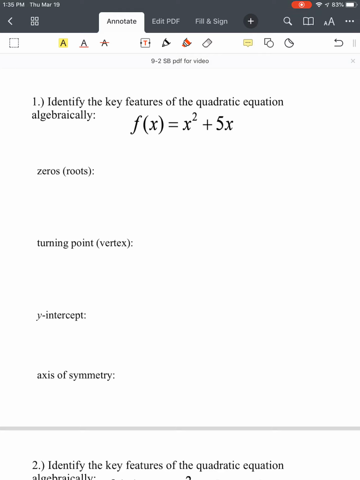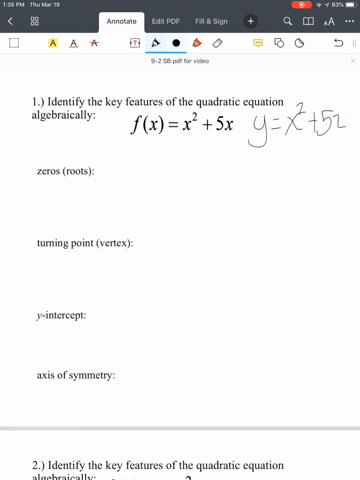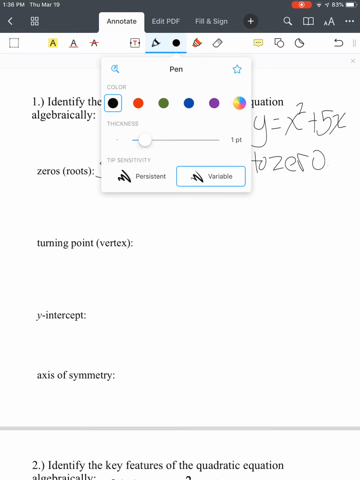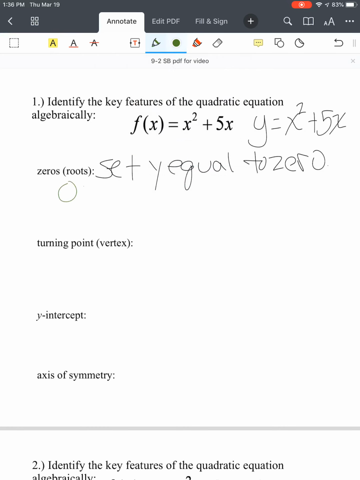Okay, so let's identify the key features of this quadratic equation. So f of x, remember f of x is like y, so we could say y equals x squared plus 5x. Okay, so to find the roots, the first thing we're going to do is set y equal to 0. Do this in a different color. So 0 equals x squared plus 5x. So now, you've done this before. We did this last unit. We set it equal to 0. Now we need to factor and solve.